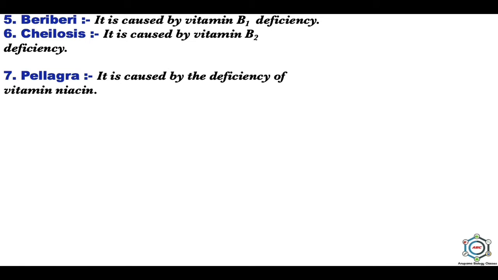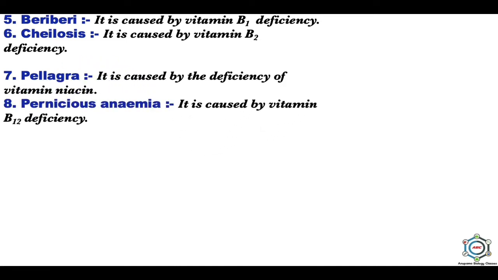Next, pellagra, which is caused by the deficiency of vitamin niacin. In this, skin eruption, swollen lips, digestive disturbance, and nervous disorder occur. Then, pernicious anemia, which is caused by vitamin B12 deficiency. In this, malformed, meaning large, immature, nucleated RBCs with hemoglobin occur, and it is very fatal.